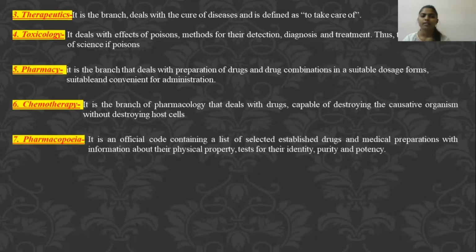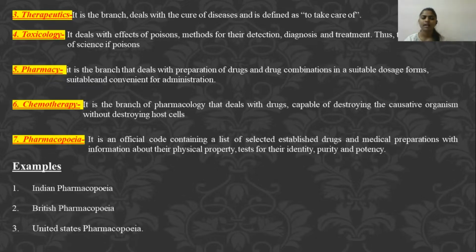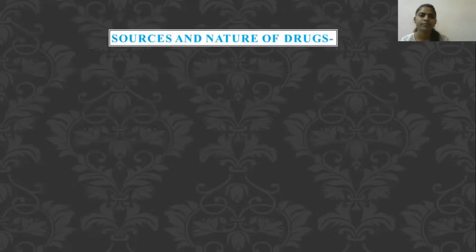Then pharmacopoeias are there. It is an official code containing a list of selected established drugs and medical preparations with information about their physical properties, then tests for their identity, purity and potency. Examples of pharmacopoeias are the Indian Pharmacopoeia, the British Pharmacopoeia, and the United States Pharmacopoeia.